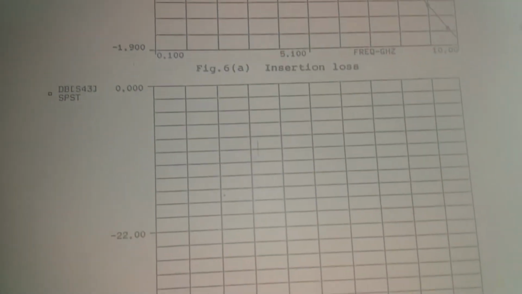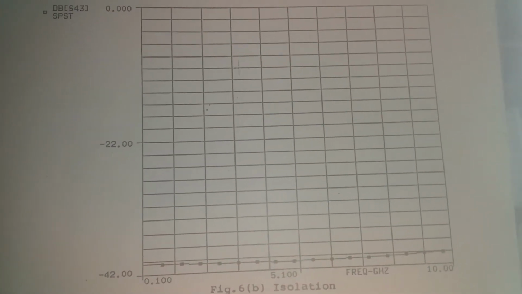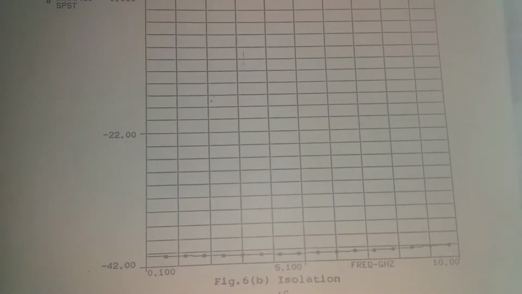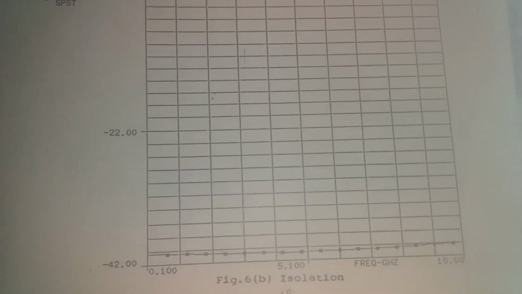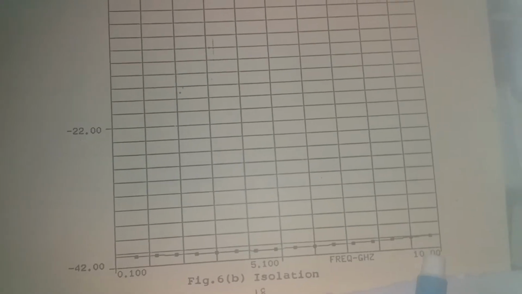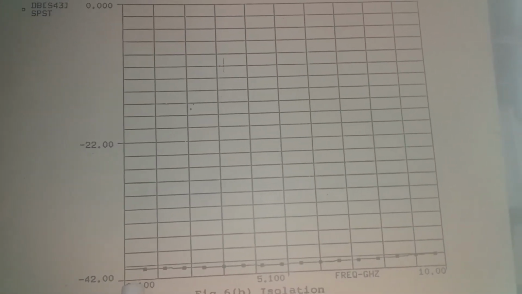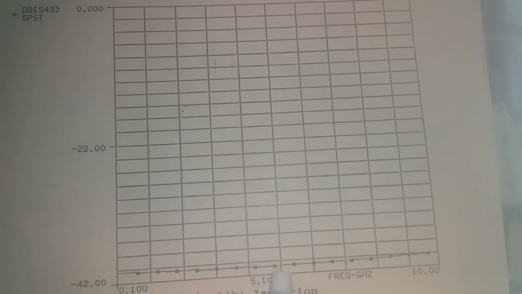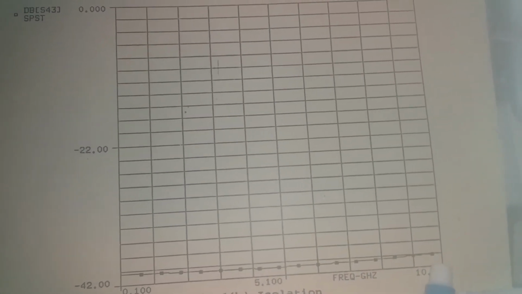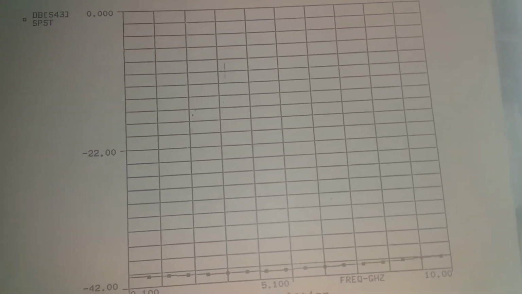Now let's have a look at isolation. So here is the isolation. The isolation is about minus 40 dB throughout the frequency band. Using the series FET improves the performance at the low frequency, while the shunt FET improves the performance at the high frequency, and the isolation is better than minus 40 dB throughout the frequency band.